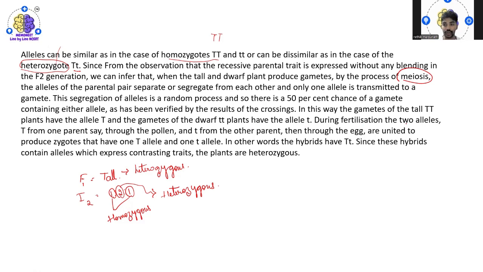During fertilization, the two alleles, T from one parent through the pollen and small t from the other parent through the egg, are united to produce a zygote that has one T allele and one small t allele. In other words, the hybrid has capital T small t. Since these hybrids contain alleles which express contrasting characters from both the parents, they are called heterozygous. Be clear with this, okay?